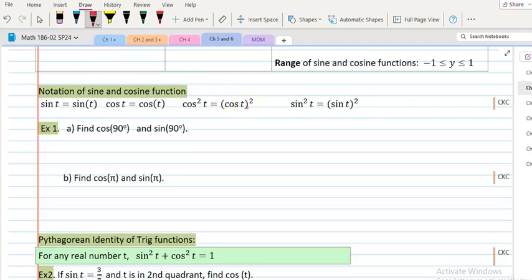Hello, pre-calculus student. This video is for chapter 5.2. We're still in the process of defining the sine and cosine functions.